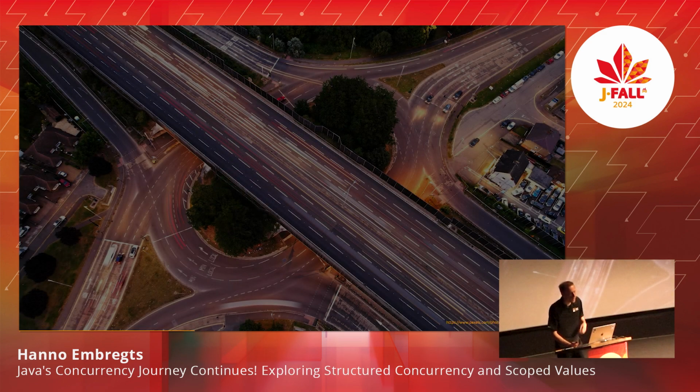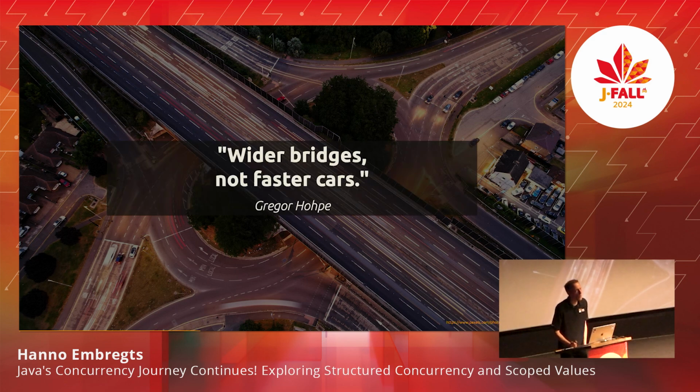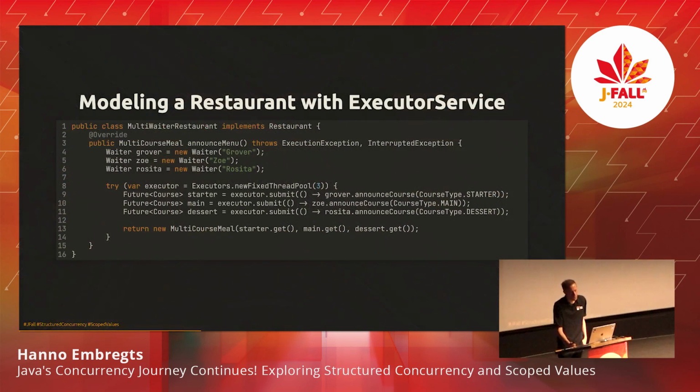I was at a talk on DevOps last month by Gregor Hope about architecture and about throughput. He had a good quote that I wanted to include: wider bridges, not faster cars. Right? So virtual threads don't let you go faster like a faster car, but they offer a wider bridge, so more cars can get to the other side at the same time. So that's a good analogy, I think.